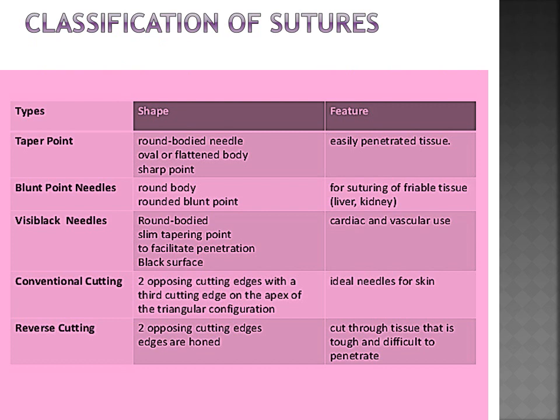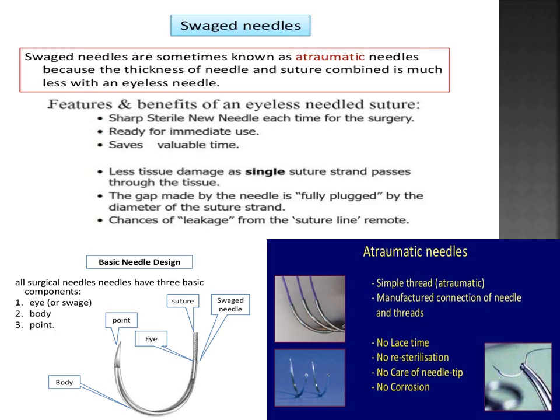Now, how do we classify sutures? As I showed you in the picture, you have the different types: taper end, blunt point, conventional, reverse cutting. Again, you have seen this, and for what are the different uses. The straight and the conventional cutting are mainly used for the skin, and depending upon the tissues, whether the tissue is calcified, hard, tough, whether it is deep, or you have a lot of subcutaneous fat, you choose the different needles.